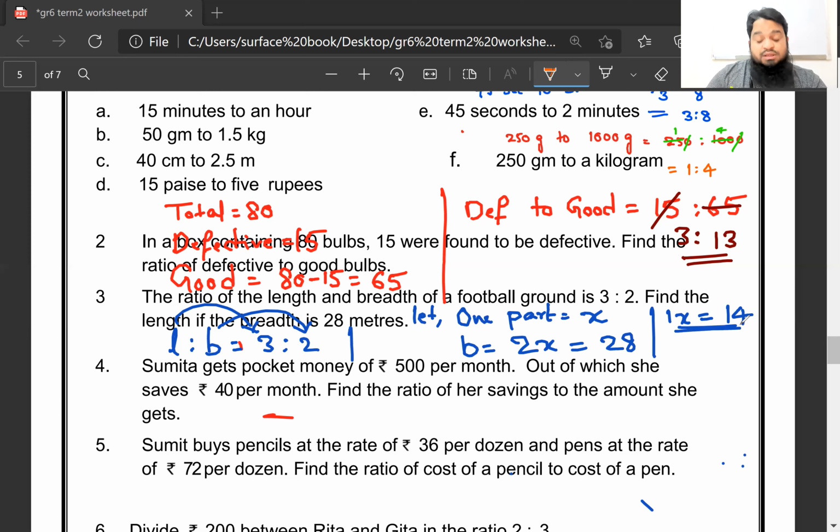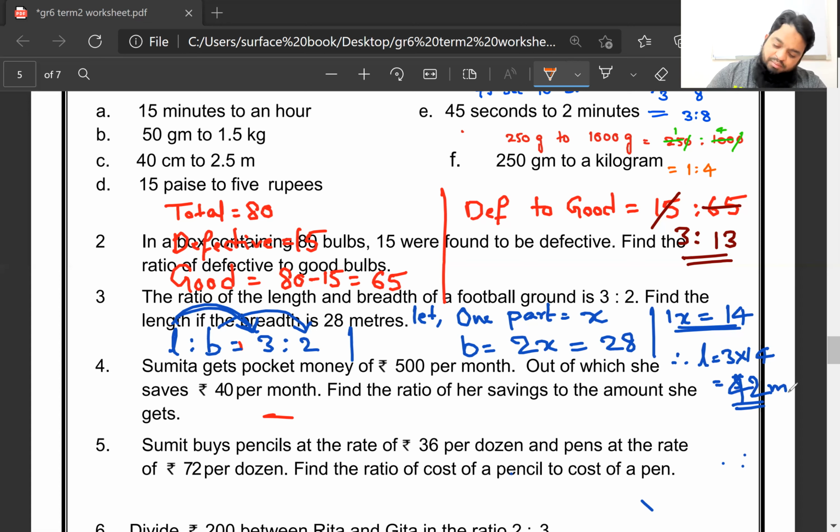When we got x is equal to 14, length is equal to how many parts? 3 parts. So therefore, length is equal to 3 times 14. So what is 3 times 14? 4 threes are 12. It is 42. So length is equal to how much? 42 meters. Got it, my dear students? Understood? Shall I repeat it?